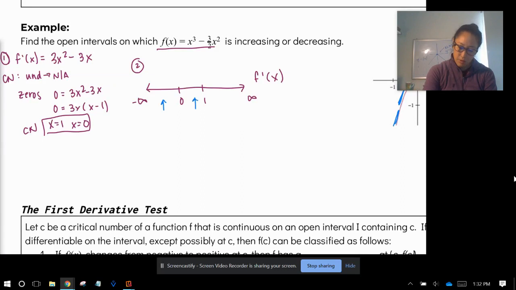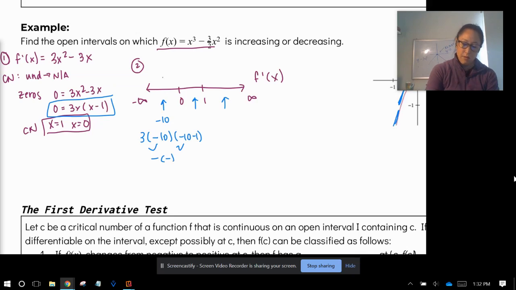So I need to test a number in between negative infinity and 0. So I will choose, let's see, negative 1. How about negative 10? All right, I'm just going to plug it in. I'm going to use this factored form of my equation because I know that 3 times negative 10 times negative 10 minus 1 is going to give me a negative, and then the second set of parentheses is also going to give me a negative, which in the end is going to give me a positive.